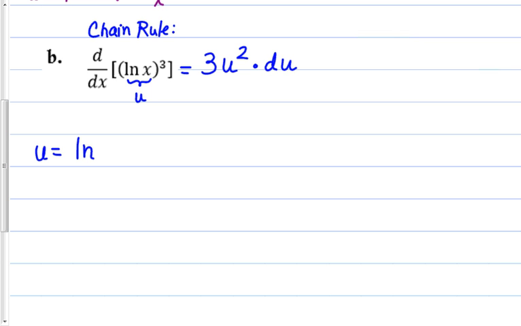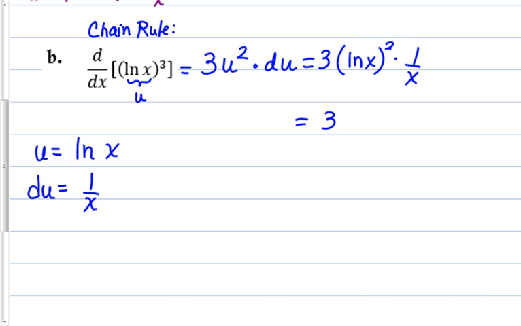u is the natural log of x. du would be the derivative of that, which is 1 over x. So now I know what my u and my du are. I'm going to plug them in. So I get 3 times u, which is the natural log of x, squared, times 1 over x. And the only thing I would do here is rewrite it slightly so that it's all together with the x as the denominator. Okay, that's valid. All right, moving on.